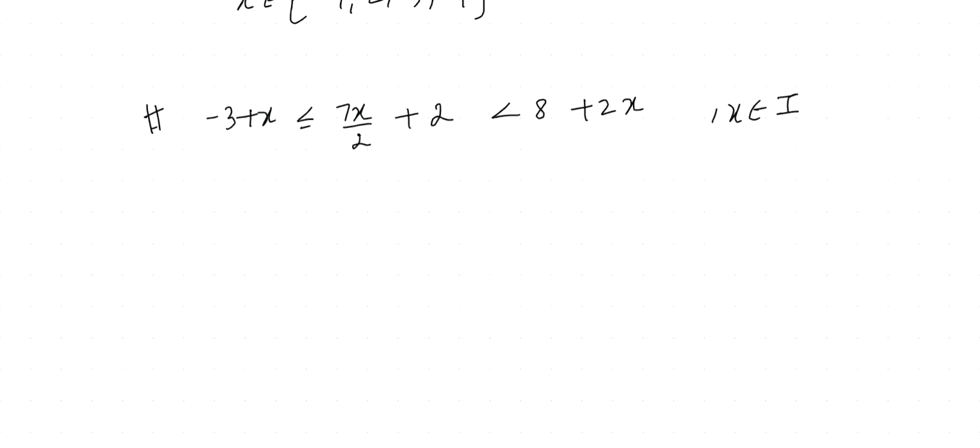So minus 3 plus x less than or equal to 7x by 2 plus 2, less than 8 plus 2x, need to solve. So how do we go about solving this? So I told you, you can start off with minus 3 plus x less than or equal to 7x by 2 plus 2.